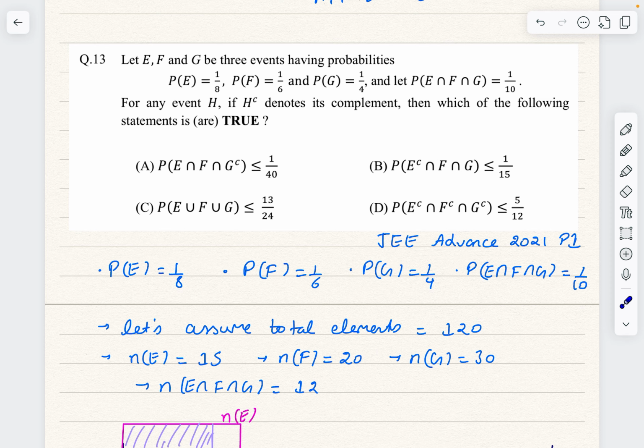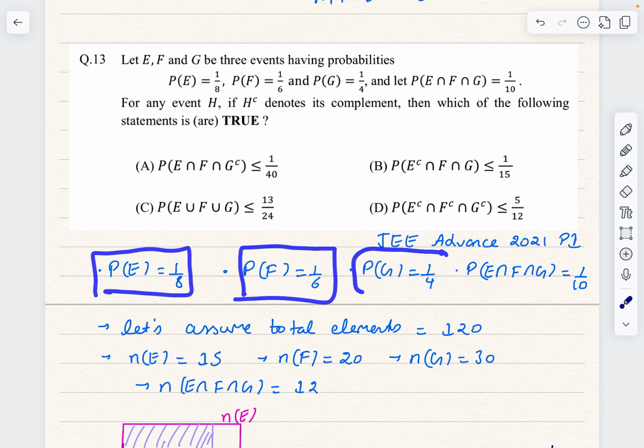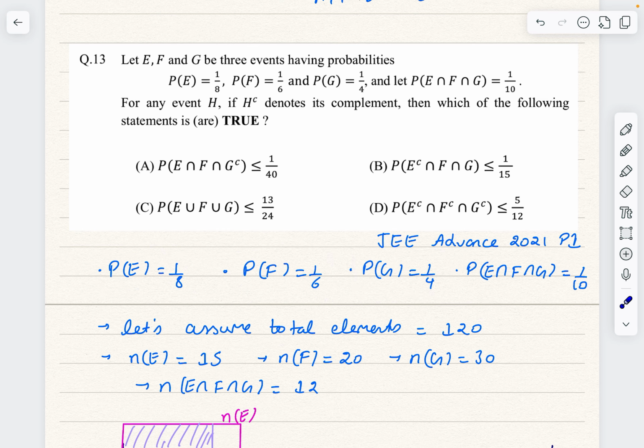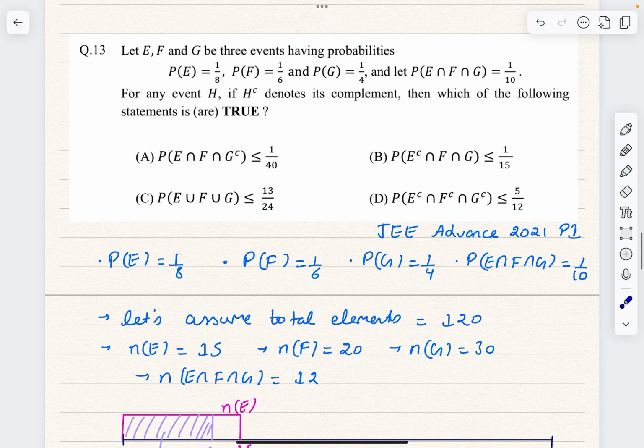So probability of three events, P of E is 1 by 8, P of F is 1 by 6, P of G is 1 by 4, and P of E intersection F intersection G is 1 by 10. Whenever we have range problems in probability, the best way to do is we assume total number of elements. How do we assume total number of elements? Just take the LCM of the denominators: 8, 6, 4 and 10. The LCM will be 120. So total elements will be 120.